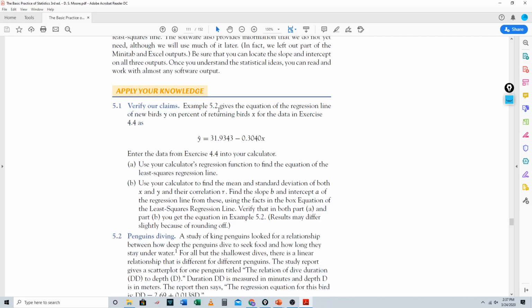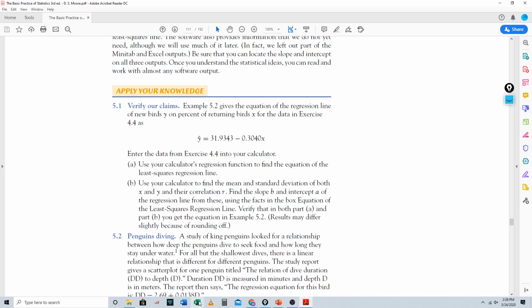So it says verify claims. Given example 5.2 gives us this equation. Use your calculator's regression function to find the equation of the least squares regression line for the data from exercise 4.4 in your calculator. Okay, so that's the equation they gave us. Basically, we want to verify this by using our own method of doing that.